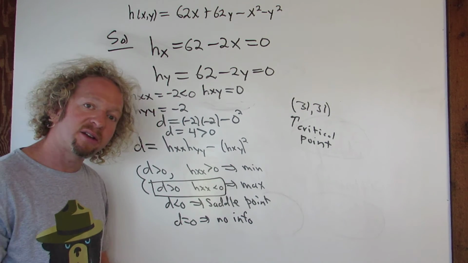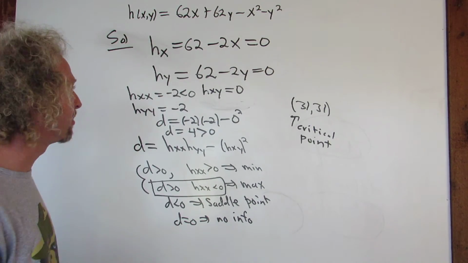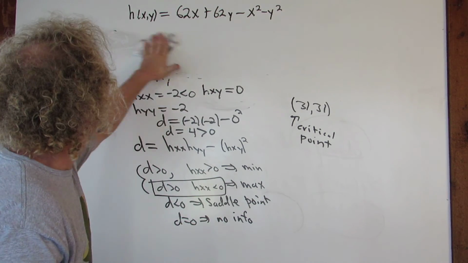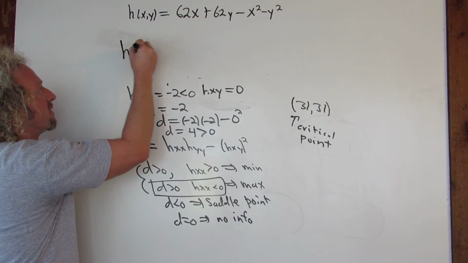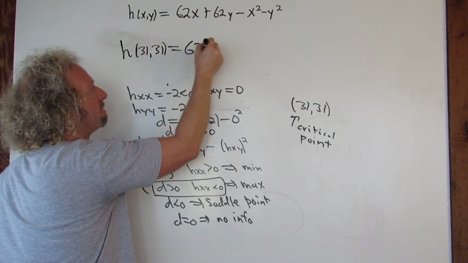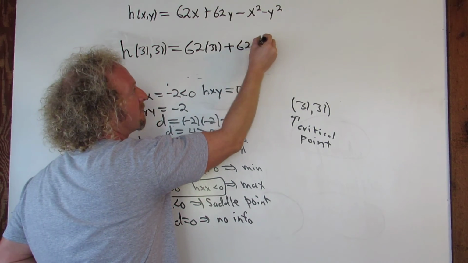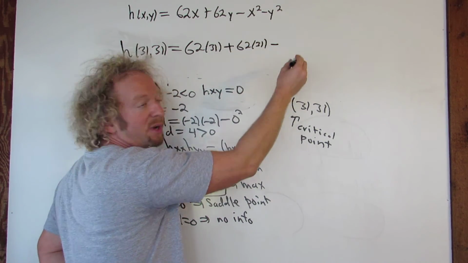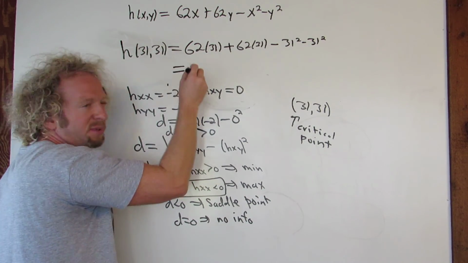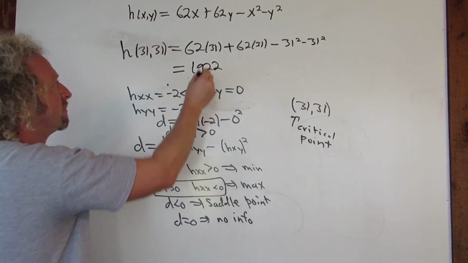So to actually find the maximum value, we take our points and we plug them back into the original function. So let's go ahead and do that. So erasing this, I'm going to plug everything back into the original function. So 31, 31. So we get 62 times 31 plus 62 times 31 minus 31 squared minus 31 squared. And I think this should be 1922. Okay, so that's your maximum.